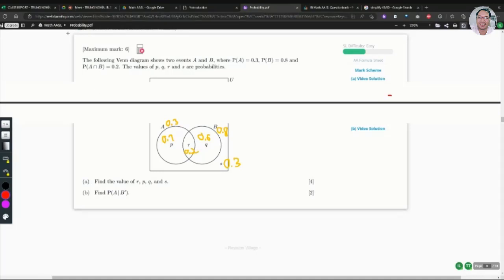A and not B. A given not B. Use the equation of conditional probability: A and not B over the probability of not B.